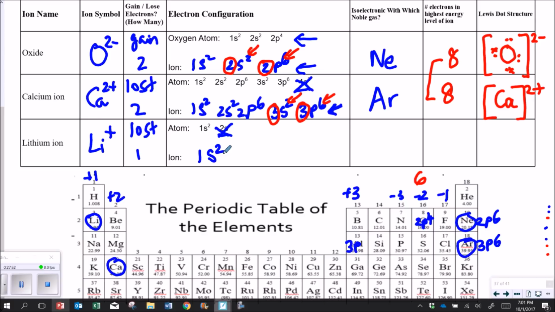Which noble gas is it isoelectronic with? 1s2 matches helium. So we have helium as our noble gas. Number of electrons in the highest energy level of lithium: it only has 1 energy level left, and there are 2 electrons in there, so we have 2. And we have said that for helium, a stable electron configuration is 2 and not 8, because it doesn't have 8 electrons. So the Lewis dot structure, again, it is a positive ion, so I write lithium, nothing around it as far as dots or crosses, and I put my square bracket and I show a charge of +1.